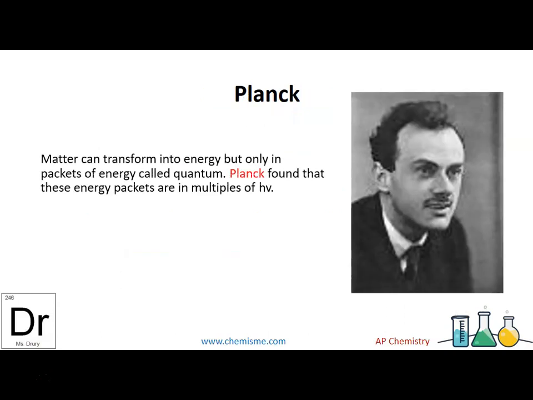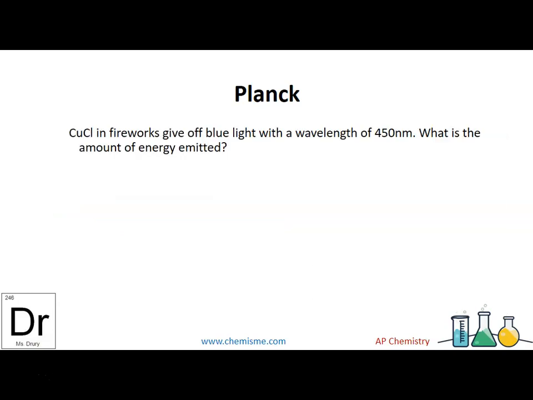Planck is a scientist who decided that matter can transform into energy, but only in packets called quantum. So there's packets of energy coming together, almost like moles of substances. And Planck found that these energy packets are in multiples of hν, which is Planck's constant, times the frequency at which they move. So the formula that you see on your reference table is a relationship between energy and frequency. In this case, again, Planck's constant is written on the reference table as 6.63 × 10 to the -34th joules per second, and it's a constant. So all you have to do is use that calculation to go from energy to frequency. Here's a type of question.